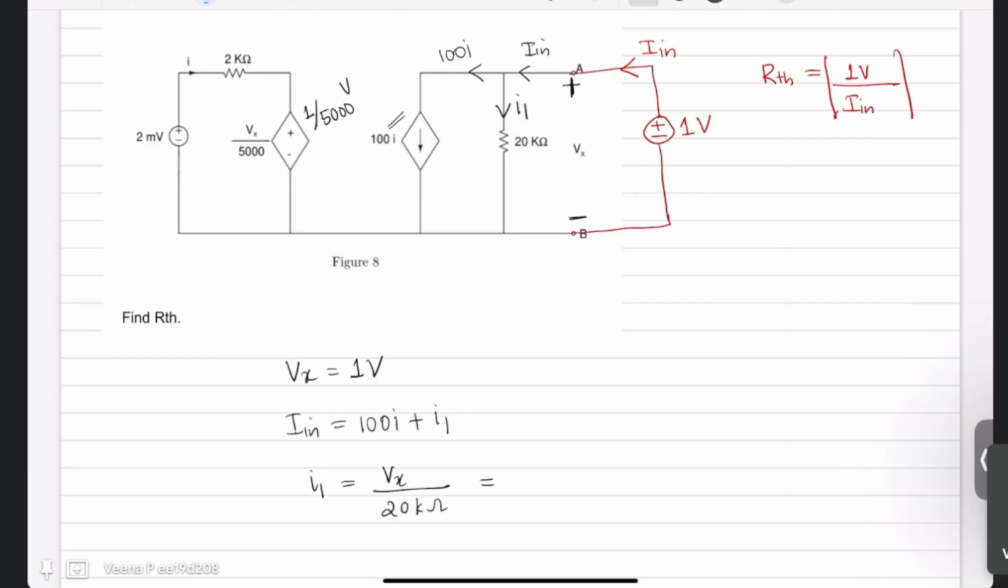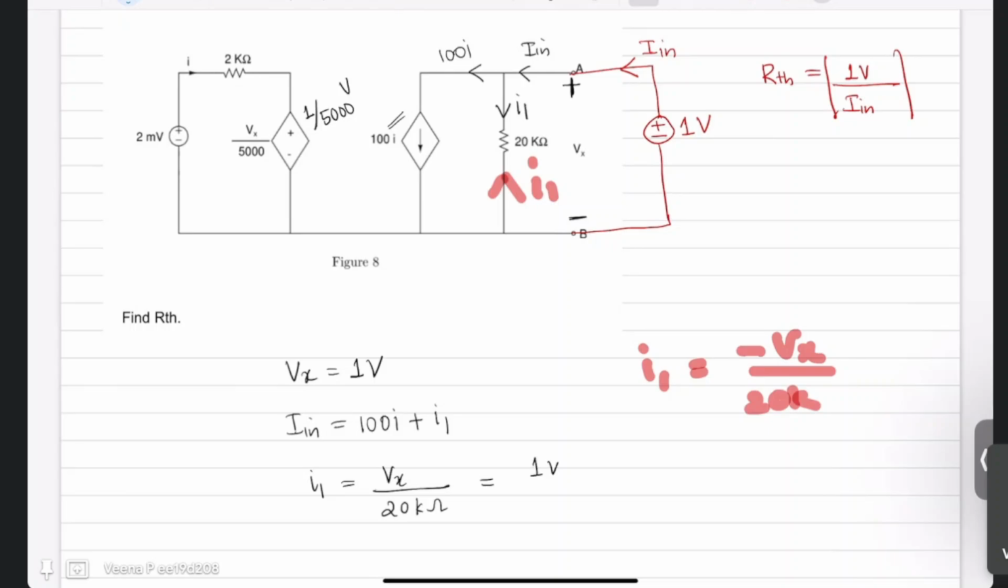Had I taken the direction of I1 like this, if this was my I1, then that I1 would have been minus Vx by 20k. I hope it is clear. So now in the given case, my I1 is downwards and my polarity is Vx by 20 kilo ohm.